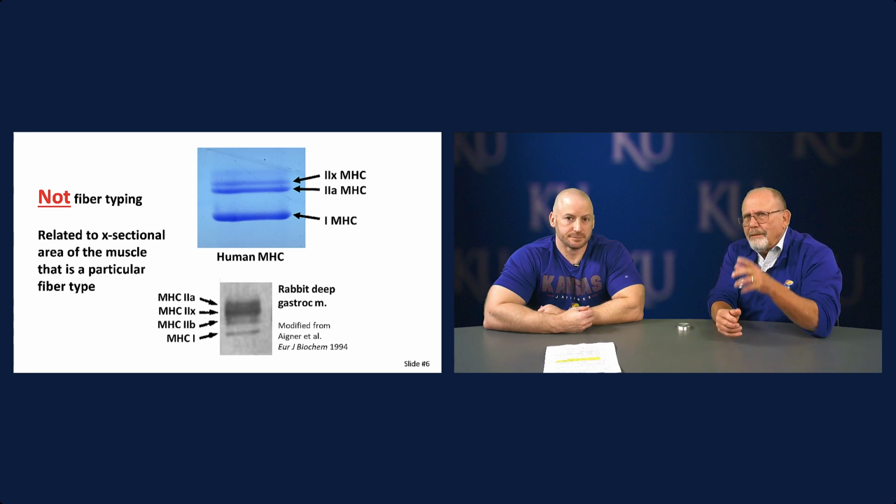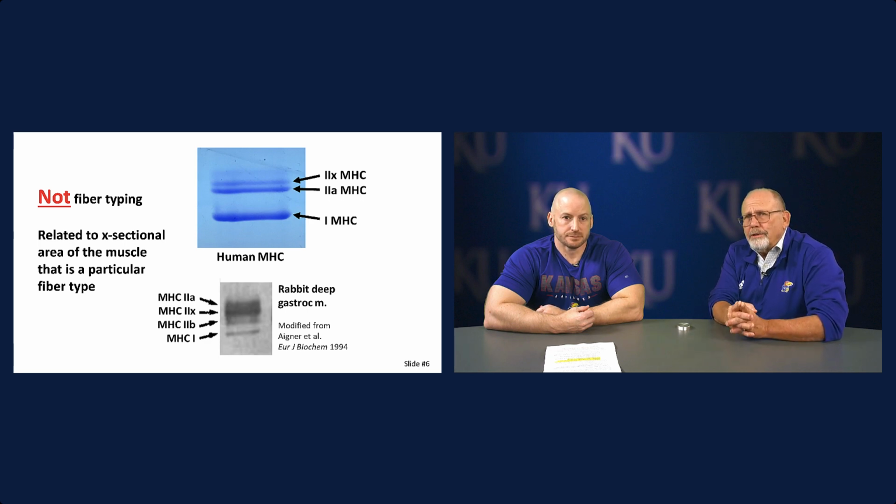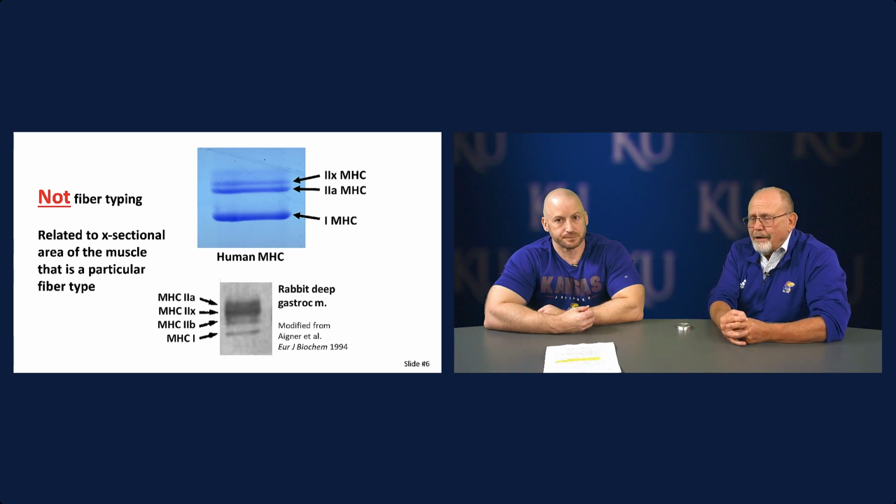fiber typing based on doing it this way. If they were doing immunohistochemistry, staining, then that would be valid, where they're looking at individual fibers. But we can say for sure that the proportions of these different protein isoforms are related to the cross-sectional area of that muscle that are the different fiber types. So it is important information and just part of the total picture.